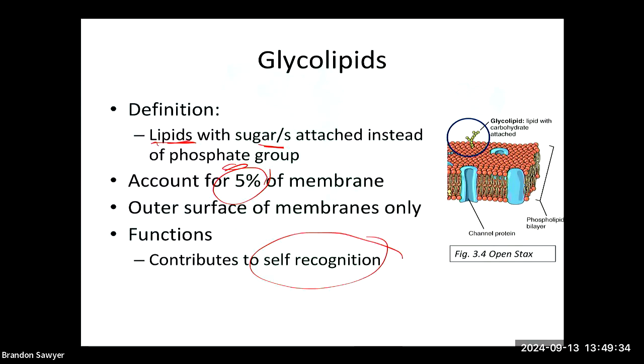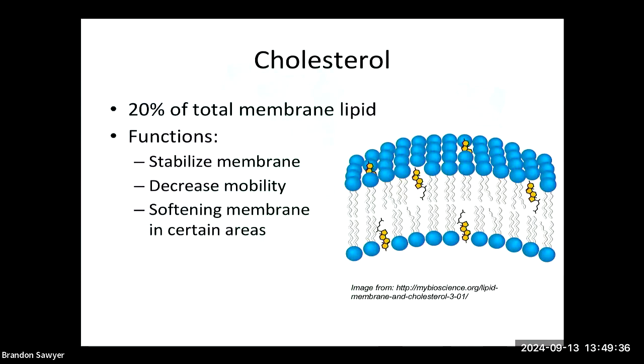Okay, so that's glycolipids. We also have cholesterol in the membrane. Okay, about 20% of the membrane is cholesterol. We can see those embedded in between phospholipids in different places. They have an effect on the stiffness of the membrane. Okay, that's the best way to put it. And so overall, they decrease the mobility of the membrane and stiffen it in most areas. So yeah, just affecting the overall stiffness of the membrane.